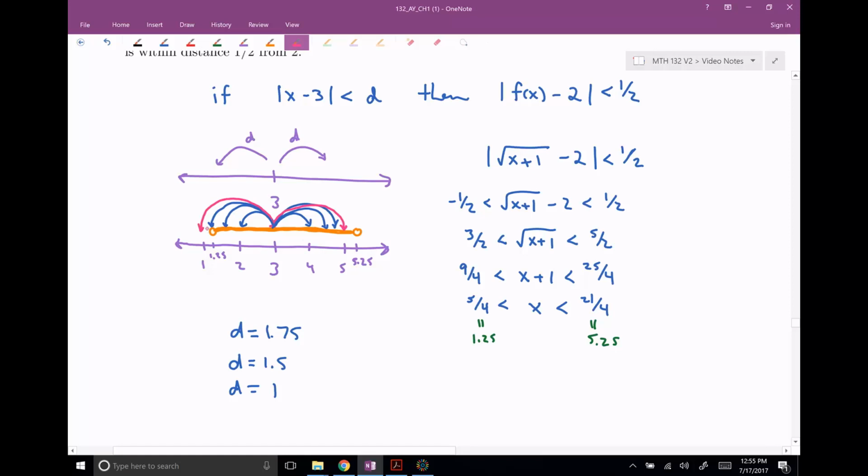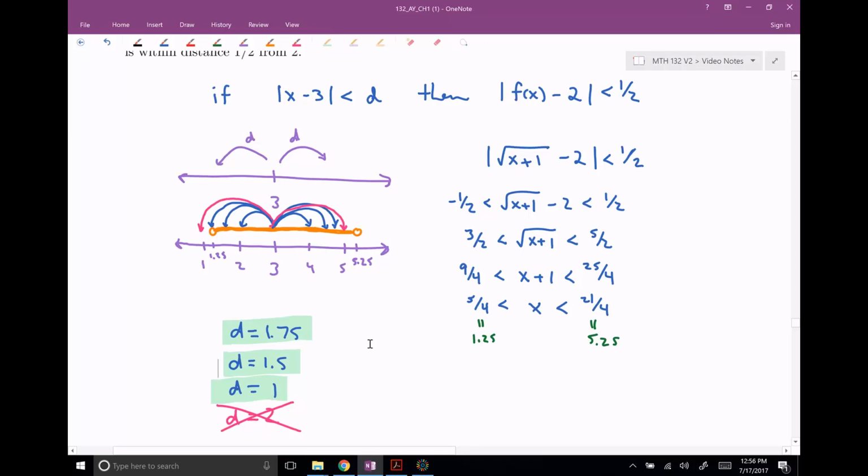So if you just know that you're within distance 2 away from 3, well, you could be down here at 1, and that'd be a problem, right? Because you want to make sure that you're in this zone between 1.25 and 5.25 in order for this to work out. So d equaling 2 would not be a good value. But like I said, there are multiple good values. D equaling 1.75 is good, 1.5, 1, all that stuff, they all work out.